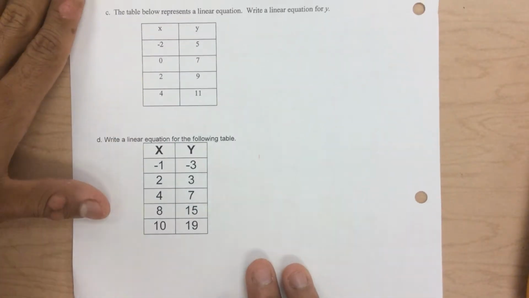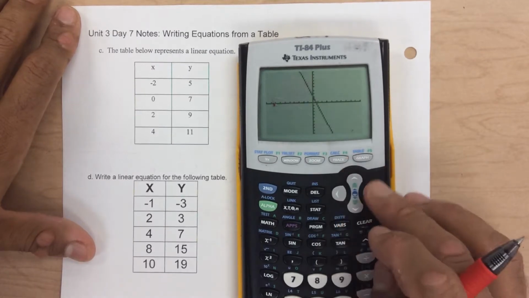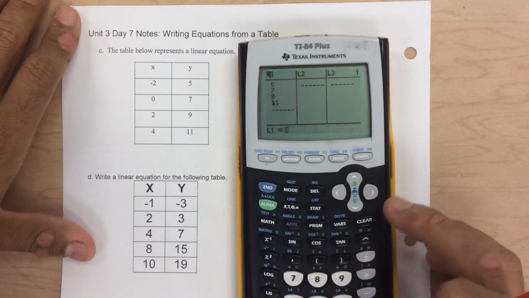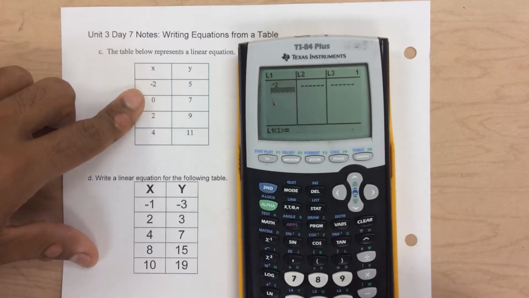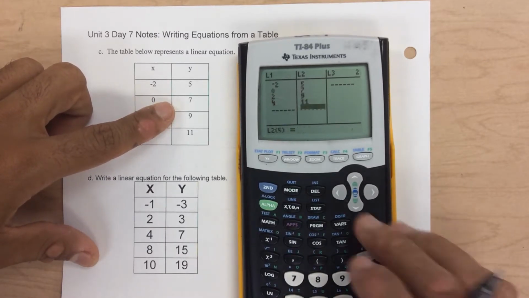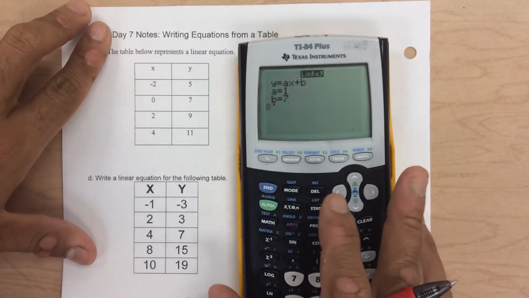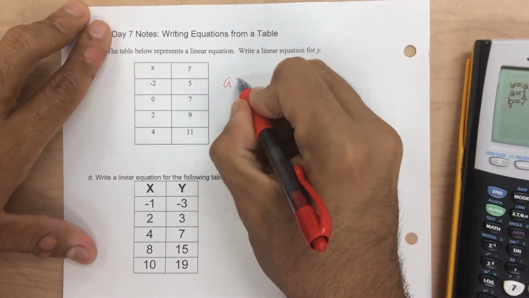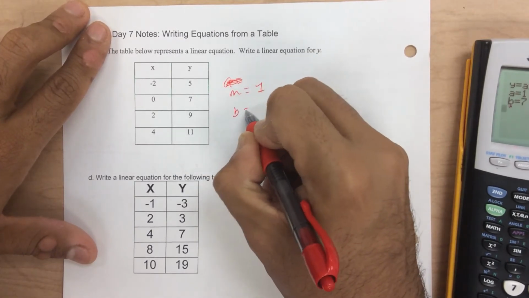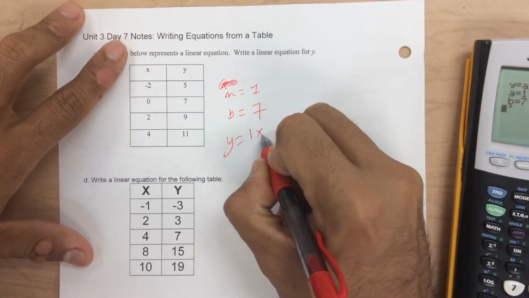Flip to the back. Let's do letter C. Stat, edit, clear your table. Now it's -2, 0, 2, 4, and then 5, 7, 9, 11. Stat, calculate, option number 4, enter, enter, enter. And I end up with the letter A, or also known as the M, as 1, and the letter B as 7. So my equation is y equals 1x plus 7.